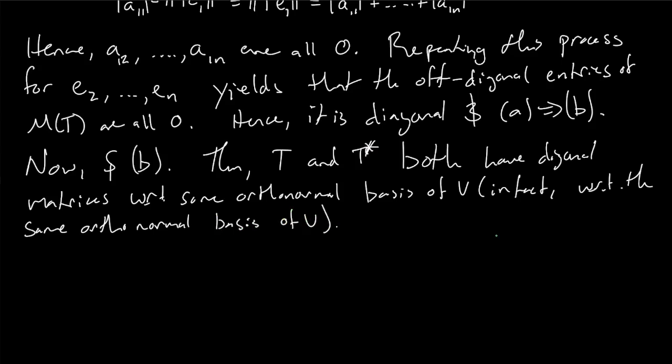Well, we're supposing B, which says that T has a diagonal matrix with respect to some orthonormal basis of V. What is the matrix of T's adjoint, T star, right there? The matrix of that is the conjugate transpose of the matrix of T. Take a diagonal matrix, transpose it, still diagonal. Conjugate all its entries, still diagonal. Okay, cool. So, T and T star are simultaneously diagonalized by an orthonormal basis.